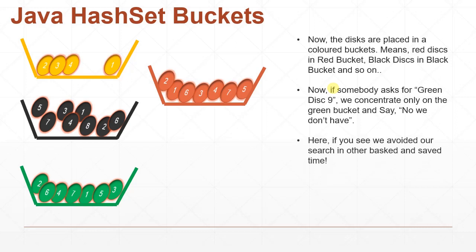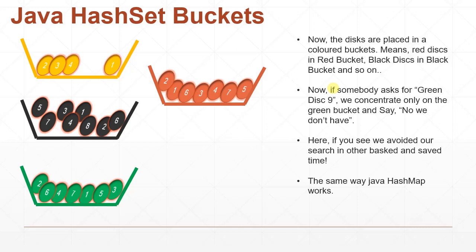Here if you see, we avoided our search in the other baskets and saved time, other basket or bucket, whatever it is. So that's the purpose of categorizing. So here, the same way the hash map works in Java.